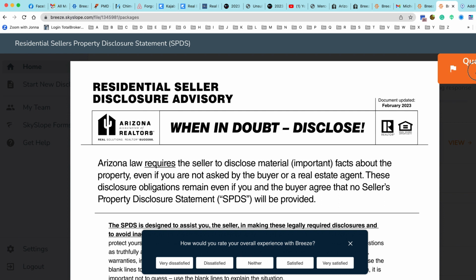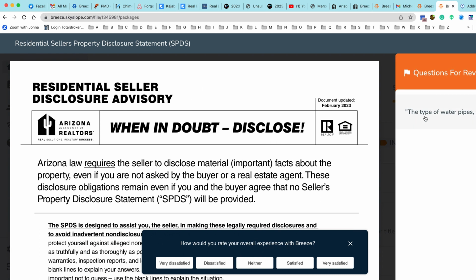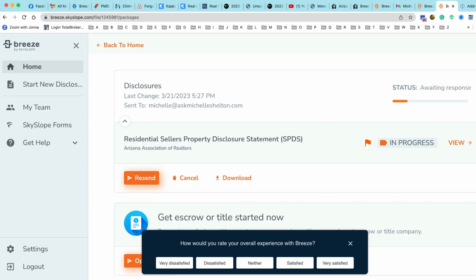And it has questions up here. One question. The type of water pipe such. Okay, so it does give you the question, or what is this? That's good, because otherwise, if they just said, what is this? And it didn't give you the question, then it could be challenging. Okay, so let's go back over here.